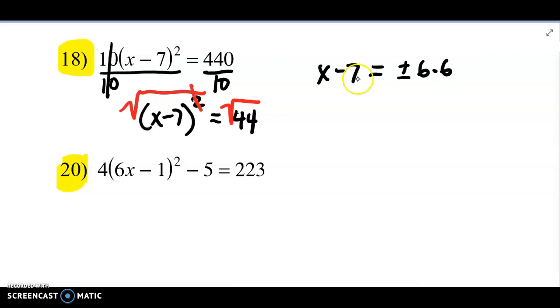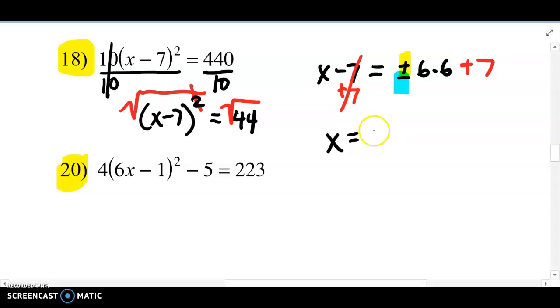And then the last thing we need to do is add 7 to both sides to get x by itself. Add 7. And now we can say our two answers here. Because remember, we have positive 6.6 and we also have negative 6.6. So we need to do them both. Use your calculator. So positive 6.6 plus 7 is 13.6.